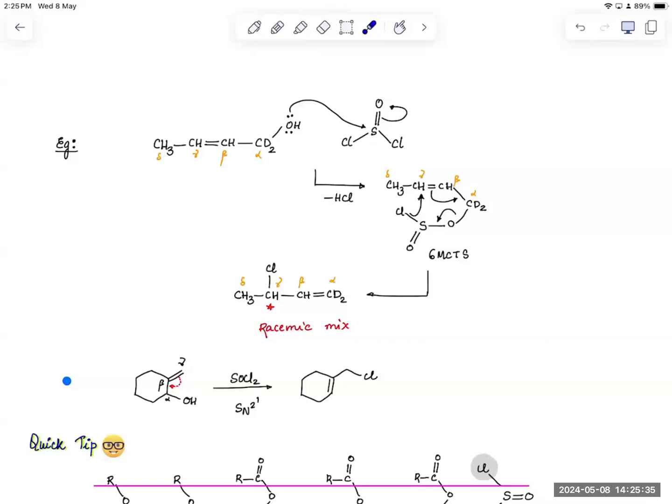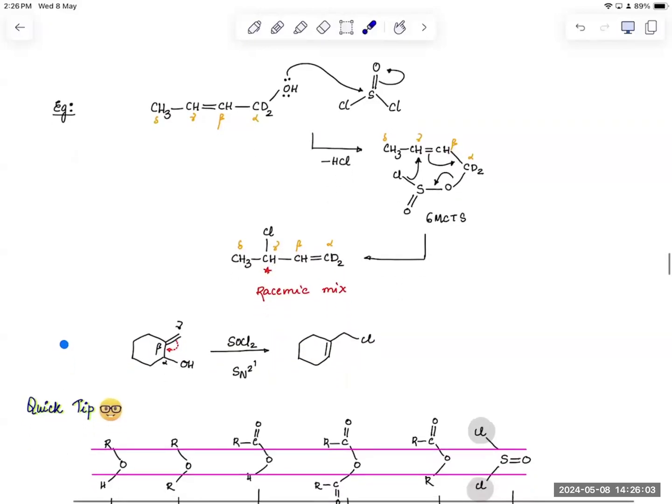And now listen up, because this is at a double bond position, the attack of chloride could be from the bottom side of the plane or from the upside of the plane. Either way, the attack can be seen, which means this will become a chiral center with a racemic mixture as the product, because the attack would be observed 50-50%. So the product you will get is 50-50%.